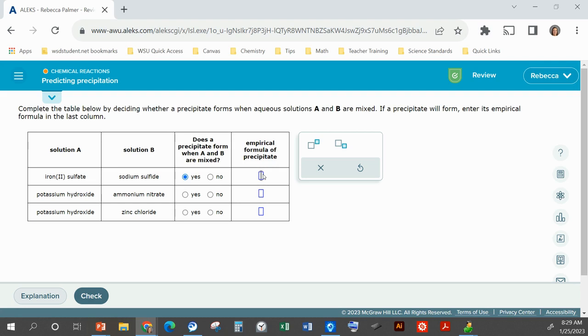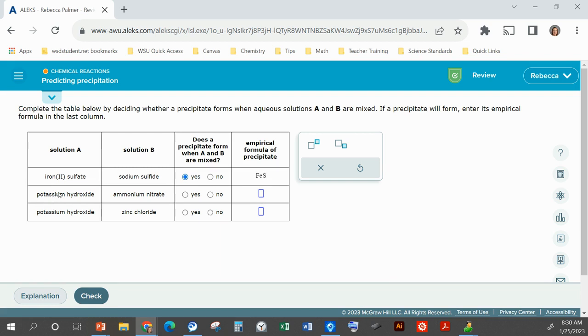Okay, question. Are we doing okay? Giving me some funny looks. Okay. I've never seen them give you more than one that precipitates, and I've also never seen solution A or solution B be a precipitate. So hopefully that's true.